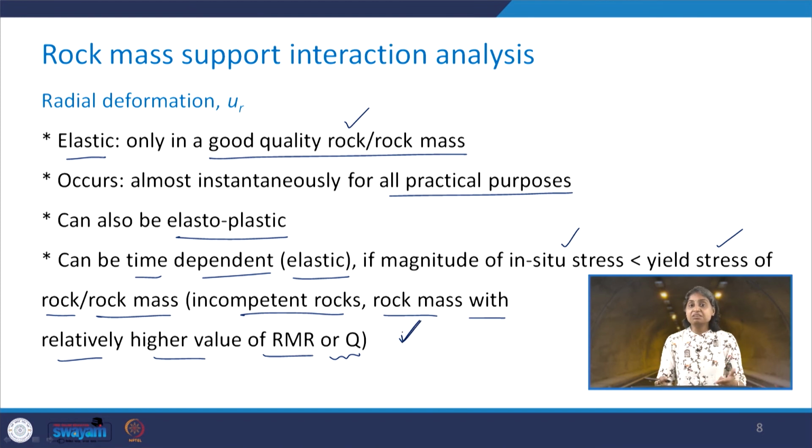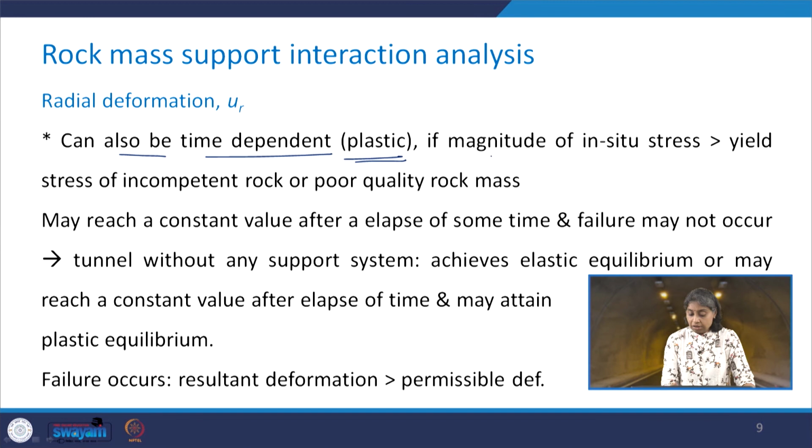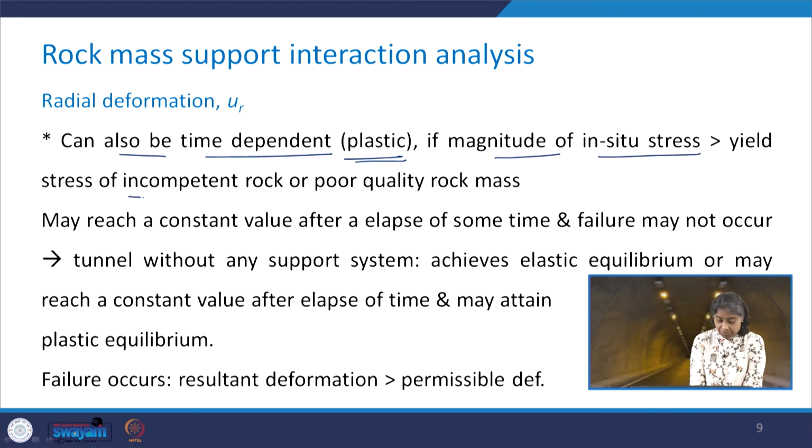Now, what happens if this in situ stress is more than the yield stress of the rock or rock mass? In that case, the radial deformation can also be time dependent but plastic. So, this is the condition when the magnitude of in situ stress is greater than the yield stress of incompetent rock or poor quality rock mass. Then it may reach a constant value after some time and failure may not occur.